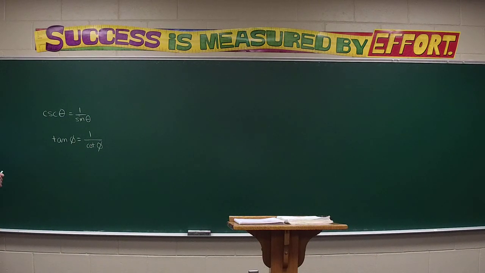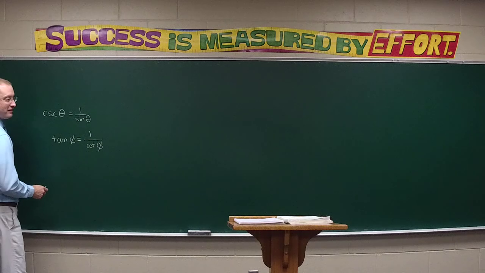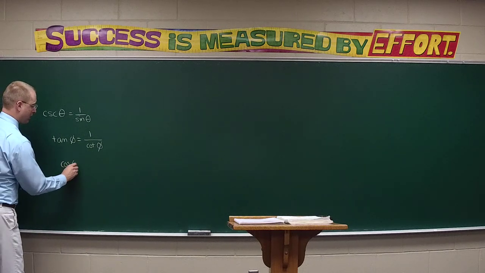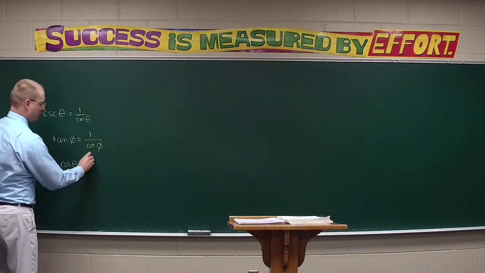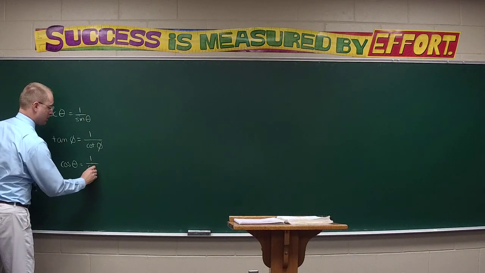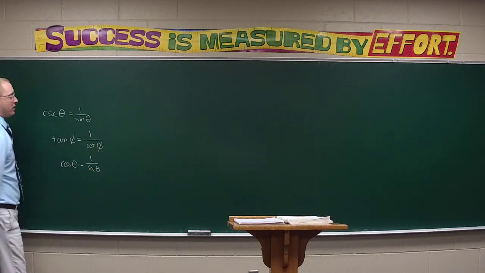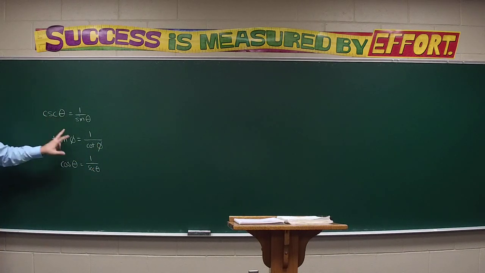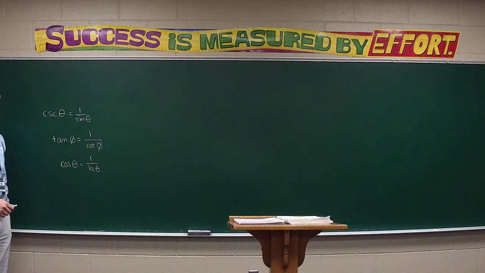Ethan. Cosine. Okay, let's do the cosine one. Cosine theta equals 1 over secant theta. All right, there we go. Of course, we could alternate any of those to get the other 3. What about our quotient identities?